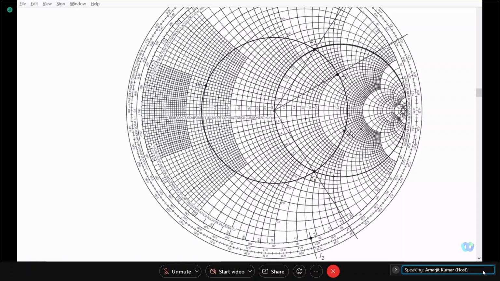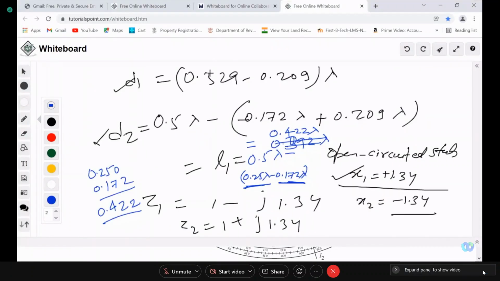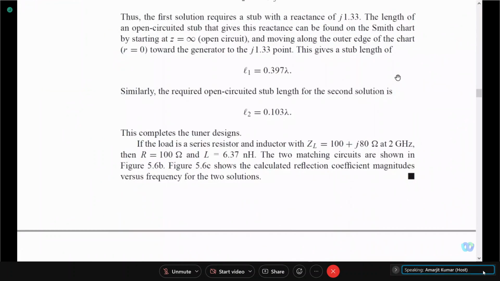For the open circuited stub, what is this? 0.353. We can take 0.353 minus 0.25 lambda. What will be the value? 0.103 lambda. Here, what are they getting? They are getting exactly the same, 0.103 lambda. So when it is the same, why was there a mismatch here?